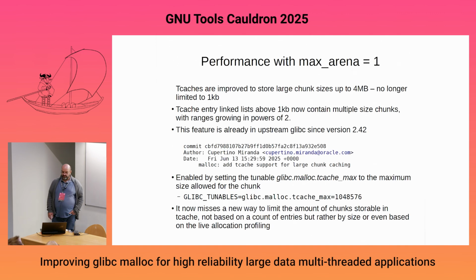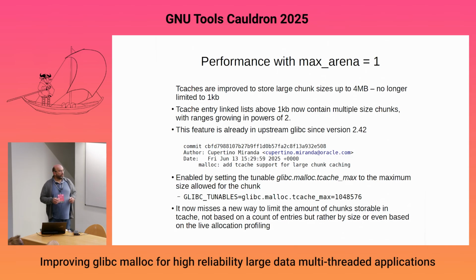So what have I done? I have submitted a patch, and by now it is in version 2.42 of glibc, that allows to increase the chunk size allocated within the tcaches. So tcaches now can store chunks up to 4 megabytes. This is parametric. It depends if you set the tunable, because this feature is not fully done. There are other things that need to be fixed.